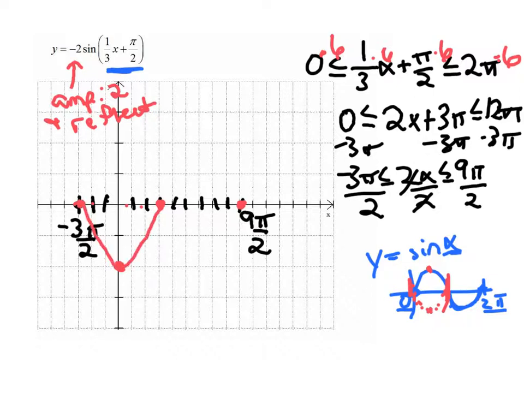And then in the second half, instead of going down to the minimum, it's going to go up to the maximum, which, since this thing has an amplitude of 2, is positive 2. Again, if I count over 1, 2, 3 spaces, it's going to go up to its maximum at positive 2 there. And so what I've drawn in red there would be the graph of this given function, negative 2 sine of 1/3 x plus pi over 2.